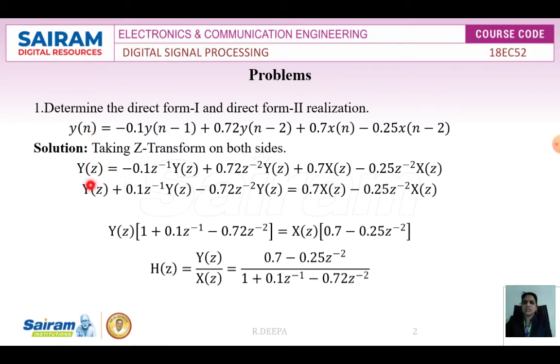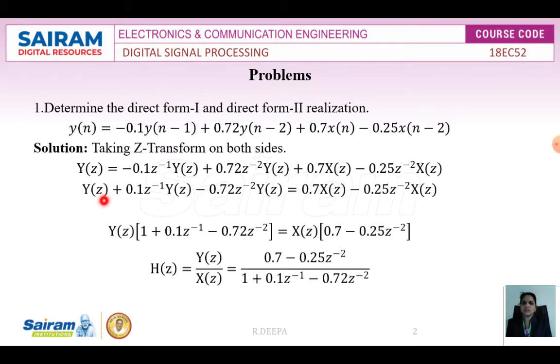Z transform of y of n will be y of z, and Z transform of minus 0.1, a constant, we write as such, and the Z transform of y of n minus 1 is z inverse into y of z. Z transform of 0.72, again the same constant, and Z transform of y of n minus 2 is z power of minus 2 into y of z. Z transform of 0.7 x of n is 0.7 x of z, and the Z transform of minus 0.25 x of n minus 2 is minus 0.25 z power of minus 2 into x of z.